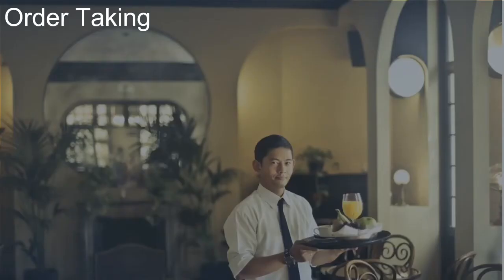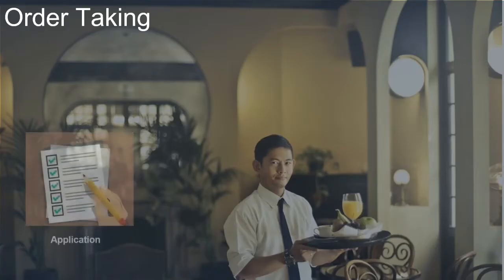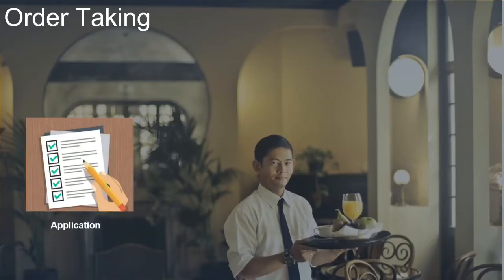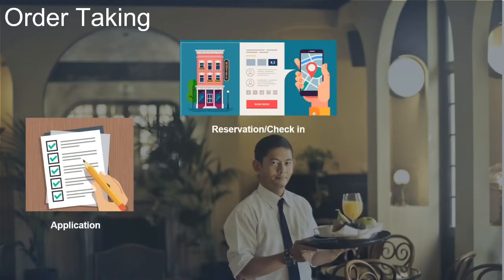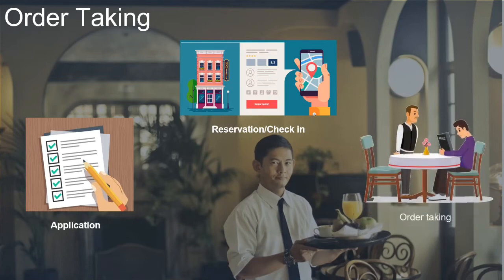The next point is order taking. Customers need to know what is available and may want to secure commitment to delivery. The processes should be fast and smooth. It includes application to the service, reservation and check-in, and order taking. It is important to remember that all the processes should be fast and smooth and there should not be any complication.